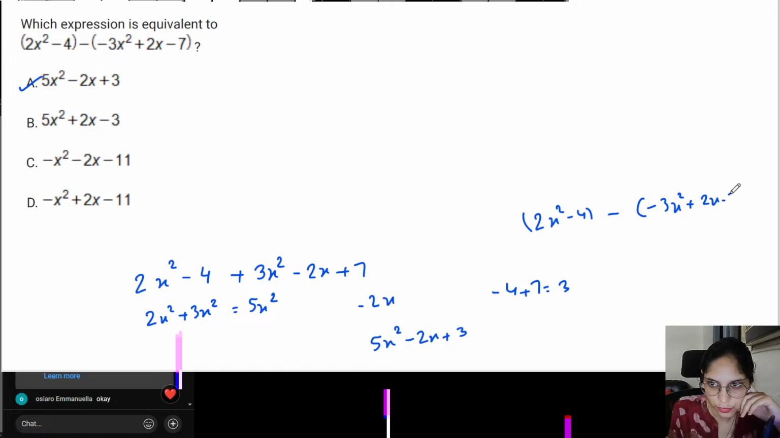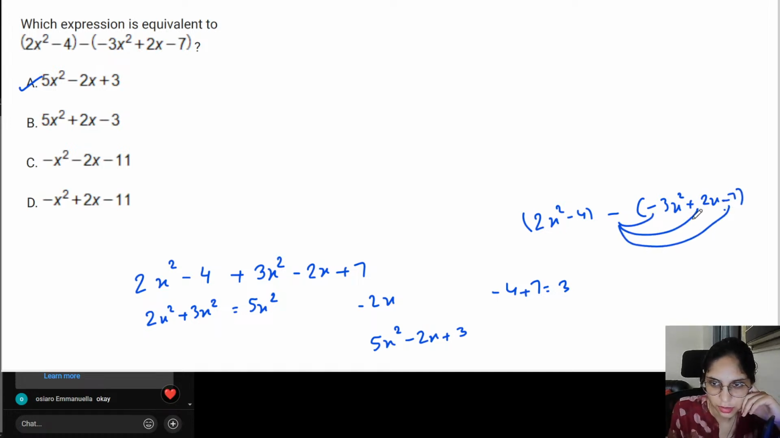Also, let me do the first step as well. You're distributing the negative to all three of them. Then this negative is gone, because this has been distributed. And whatever signs are there, you just combine them. You can also do it horizontally. This is horizontal subtraction.